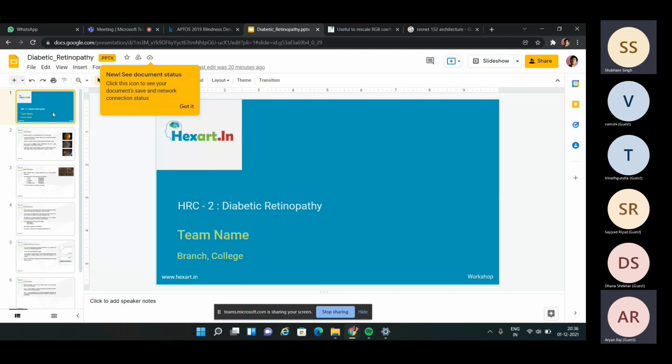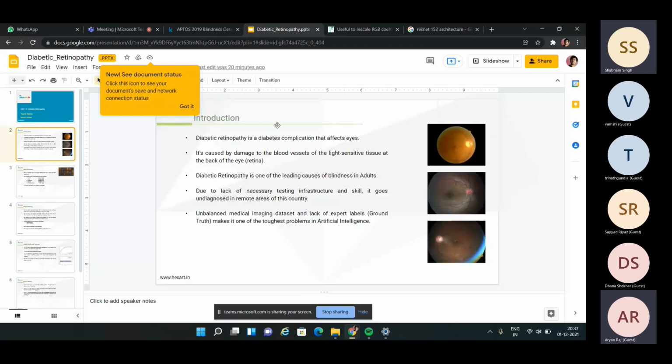Hello, everyone. I'm Aryan Raj from BJIT. I'm working with Shubham, sir. My topic is diabetic retinopathy. Coming to the introduction, diabetic retinopathy is a diabetic complication which affects our eyes. When a person has high blood sugar levels, this affects the blood vessels in our eye, which results in blindness in about 5 years.